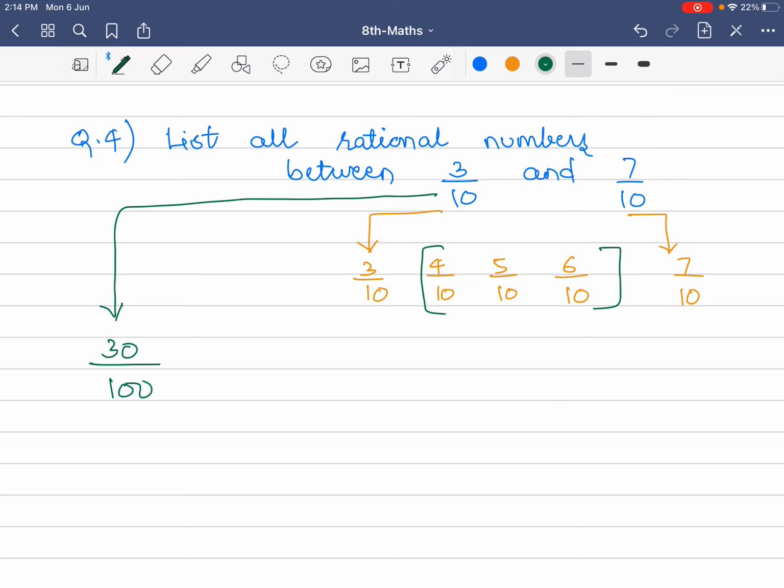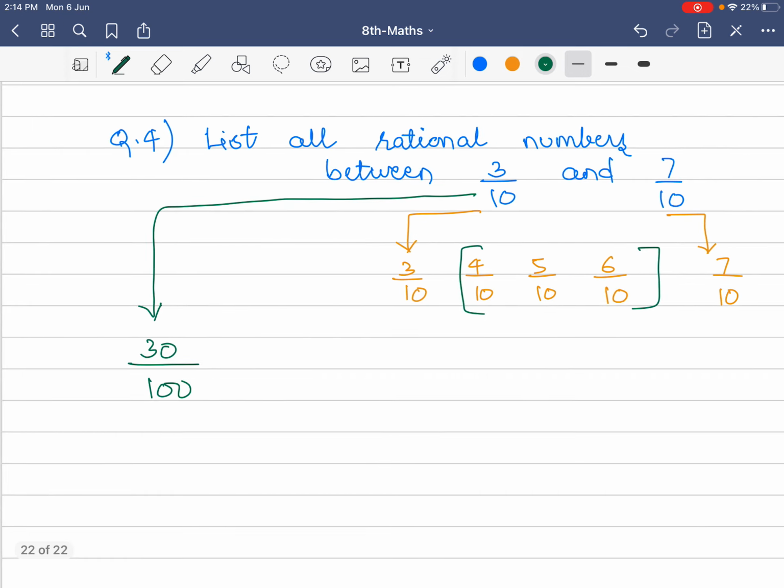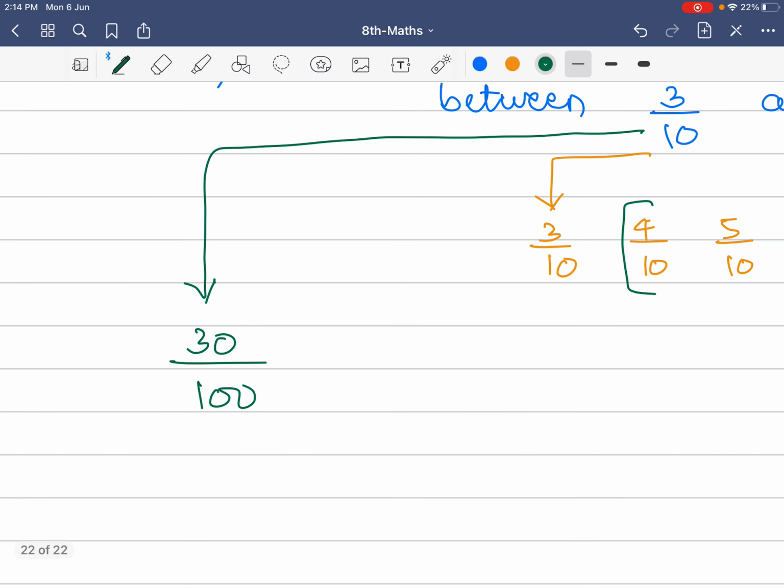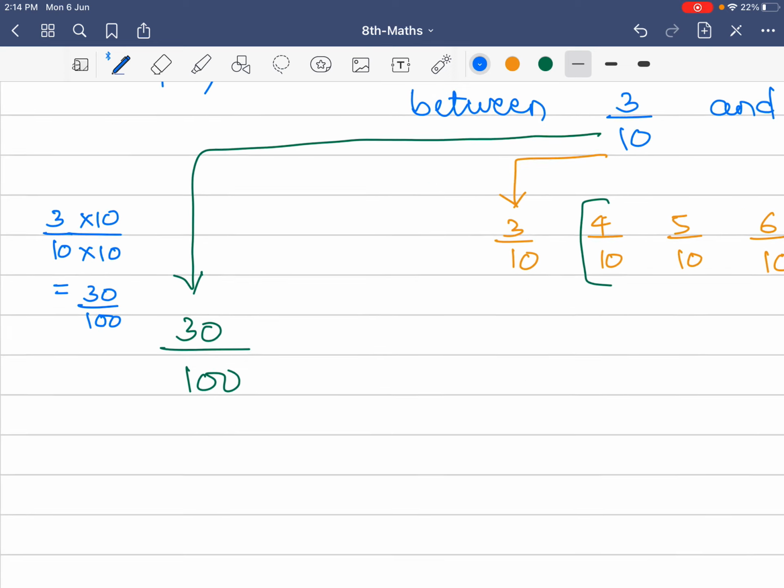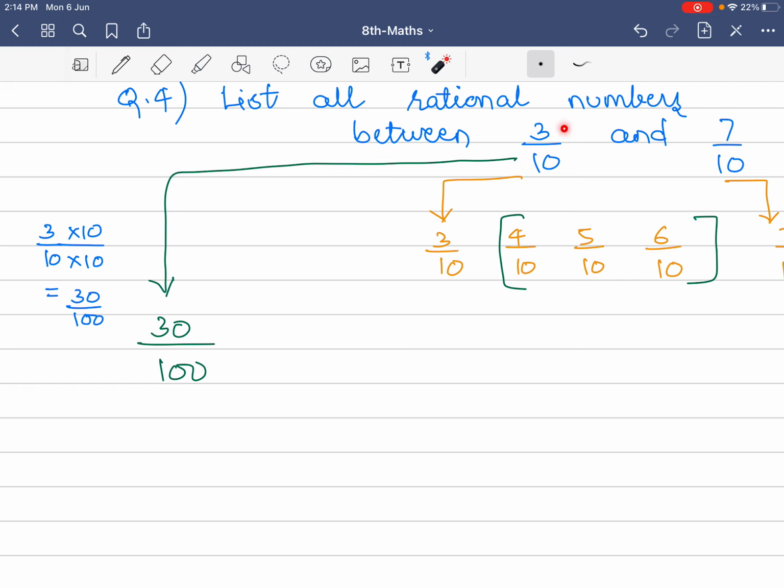What I have essentially done is, I've taken this original 3 by 10. Let me write it down: 3 by 10. And then I multiplied the numerator by 10 and I multiplied the denominator by 10, and that is equal to 30 by 100. So the value doesn't change. If you multiply the numerator and denominator by the same number, the value of the fraction remains the same. So, this 3 by 10 can be written as 30 by 100.